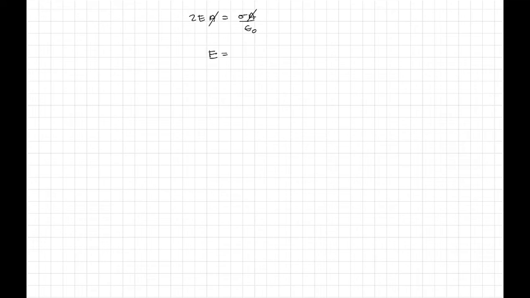The A's are going to cancel out, so it doesn't depend on the area. And I get that the electric field is equal to sigma over 2 epsilon naught. And if I want to include the direction, it's always going to be normal, or perpendicular, to the surface. And then it points up or down depending on whether you are above or below.